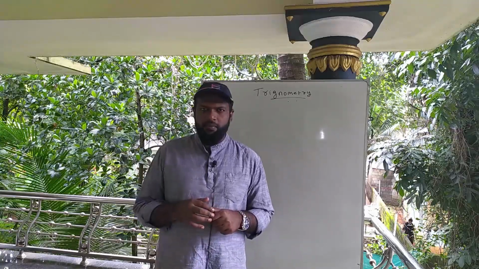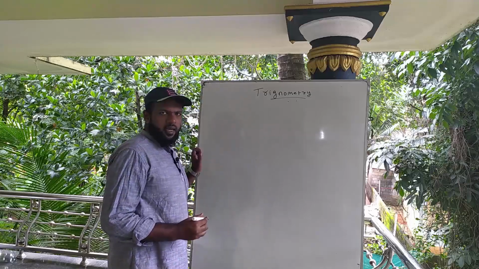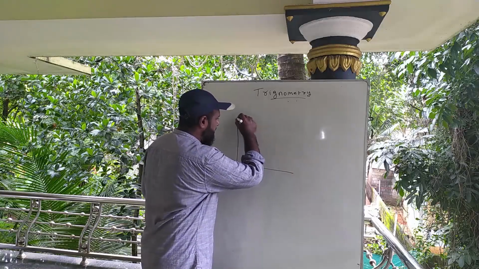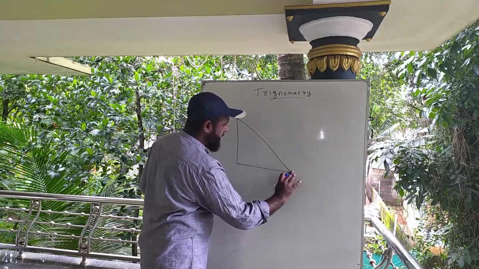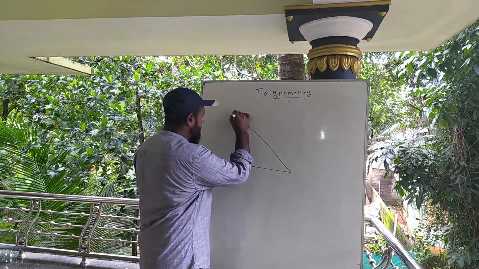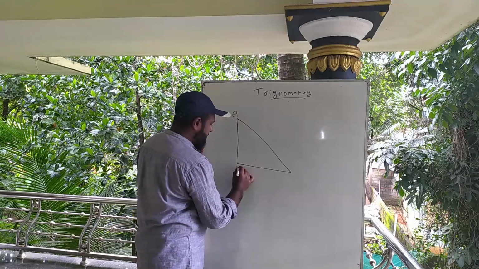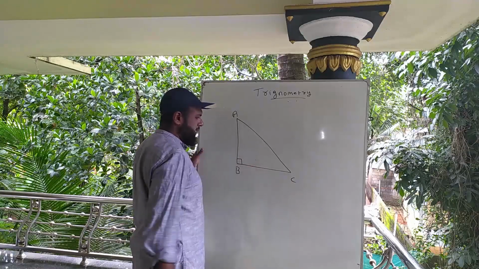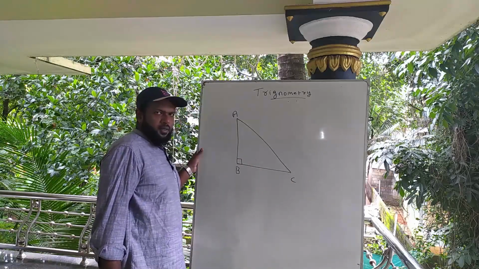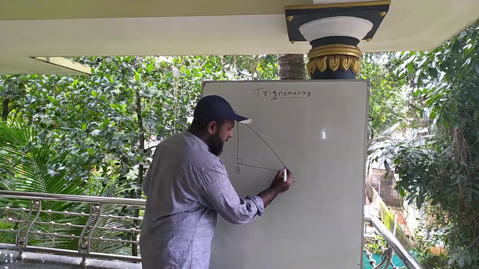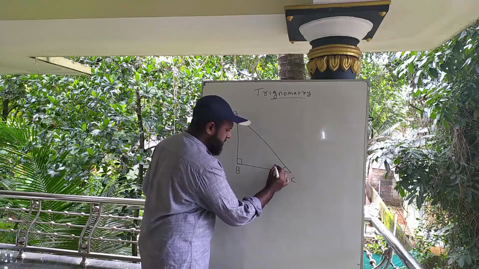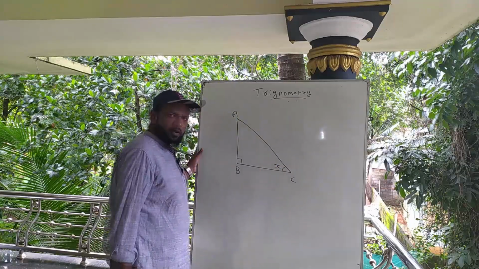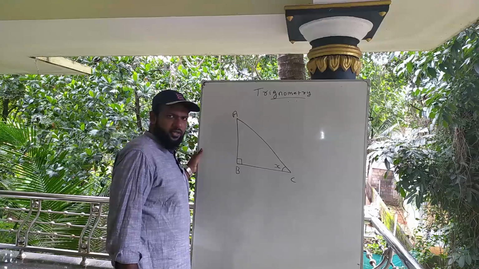Let us see an example. Consider a right angled triangle ABC. Here angle B equal to 90 degree. Let us mark angle C as X. Then we can discuss about trigonometric ratios.